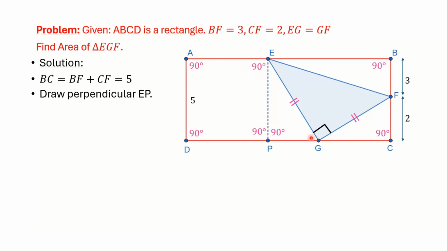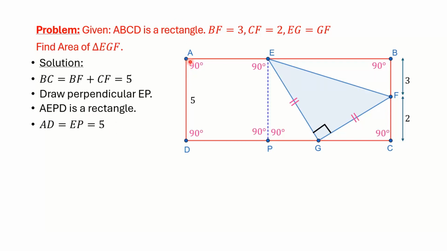And why are these 90? Because ABCD is a rectangle. Now this angle, this angle, this angle and this angle all are equal to 90 degrees. This means now I can say AEPD is a rectangle. So from here I have a result that AEPD is a rectangle.